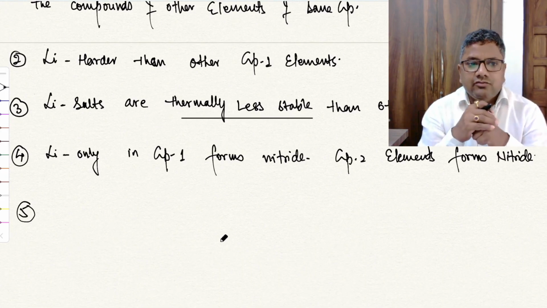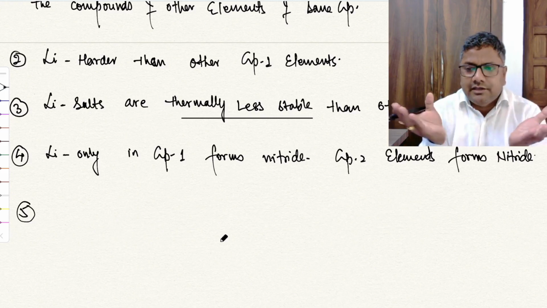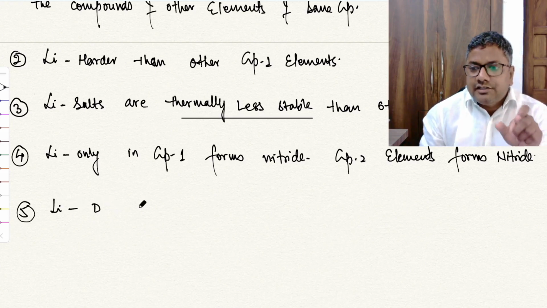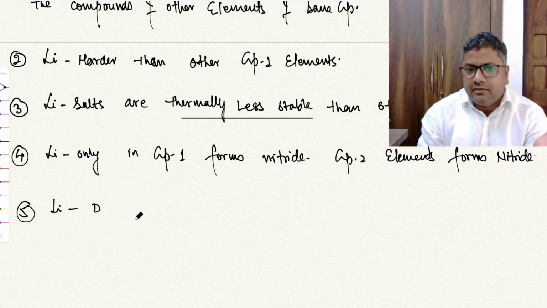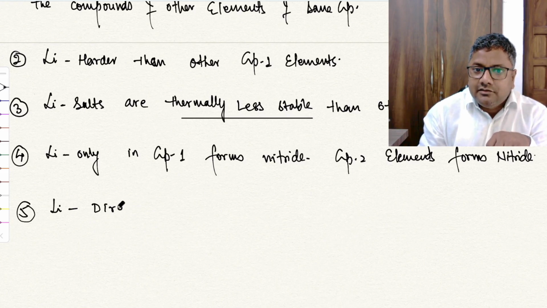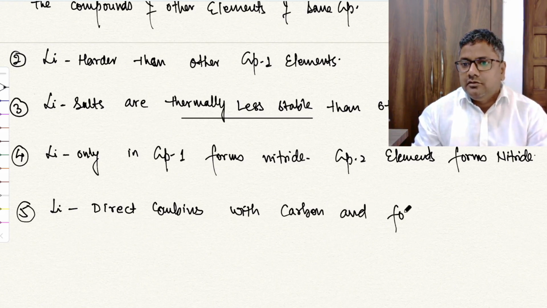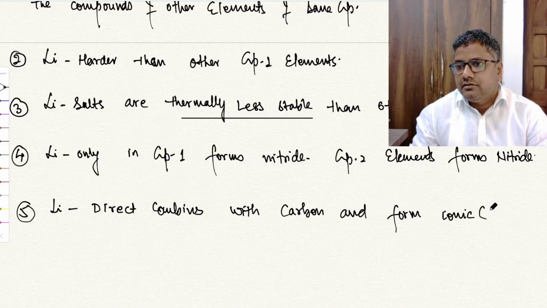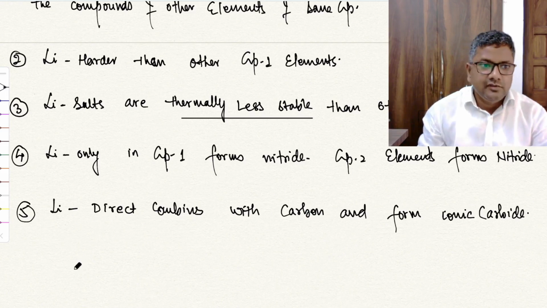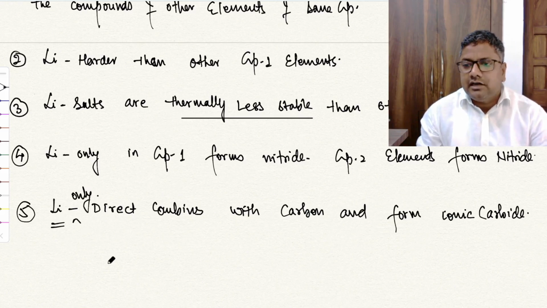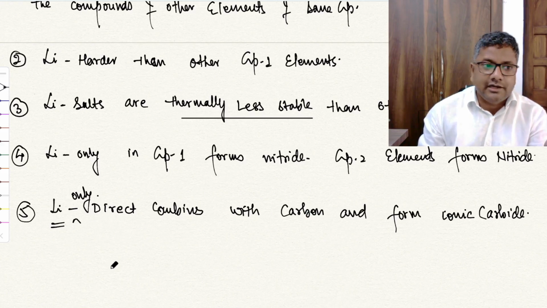Okay. Now the next point is lithium reacts with carbon to form ionic carbide, right? And other group 1 elements do not directly react with carbon. The formation of carbide, every element in this group will form, but not with a direct reaction. So lithium directly combines with carbon and forms ionic carbide, right? Lithium only in group 1. Other elements, like sodium, also form carbides, sodium acetylide and other similar compounds, but that is indirect, not directly with carbon. Okay.